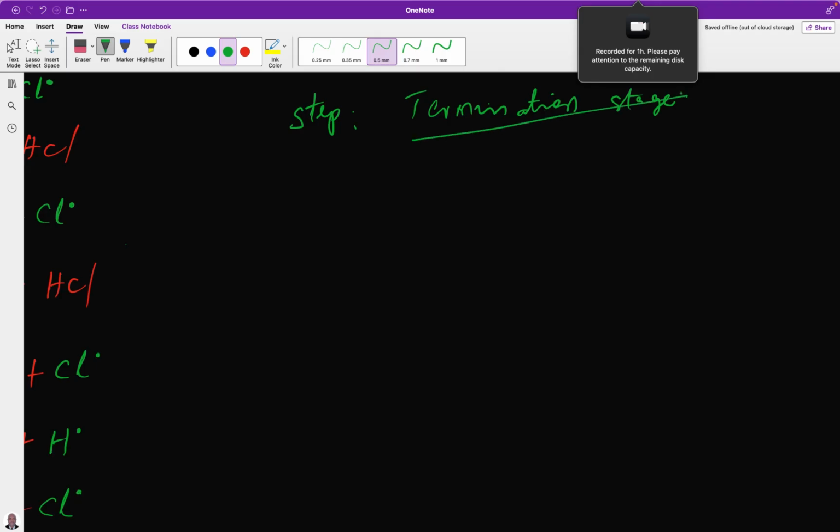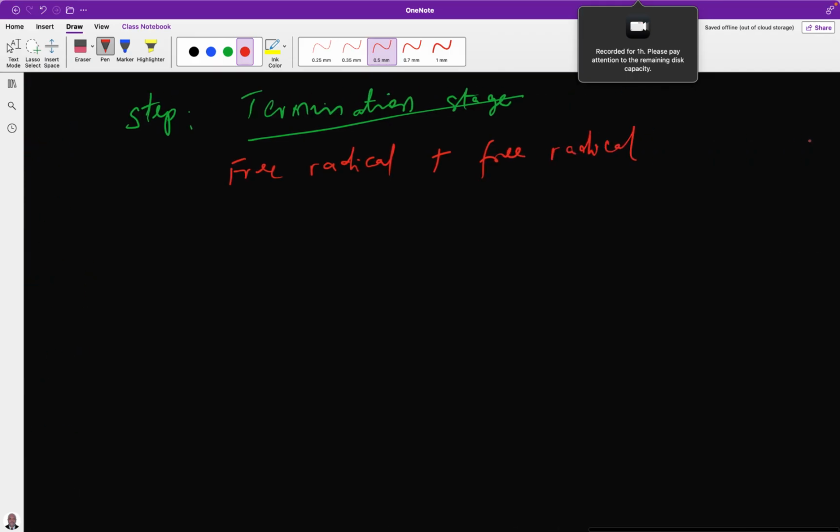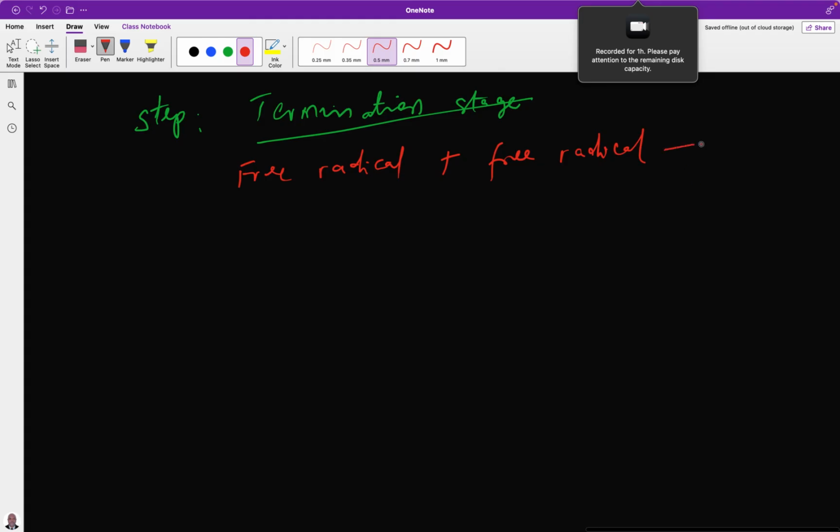Under the termination stage, what happens? Here, the reaction ends when a free radical reacts with another free radical to form a single product. Under this stage, we have free radical plus free radical. Free radical plus free radical to form what? Single product.